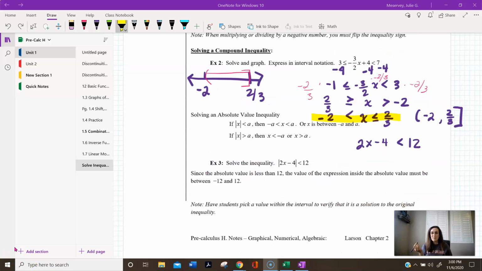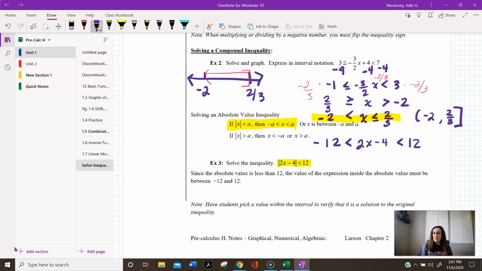So looking at example 3, you can see that we have an absolute value which is less than a number. So if the absolute value is less than a number, then x is going to be in between the opposite of a and a. And so how we set this up is this, because it's less than, you take the opposite of a for this side, and now you have 2x subtract 1 is greater than negative 12 but less than 12.